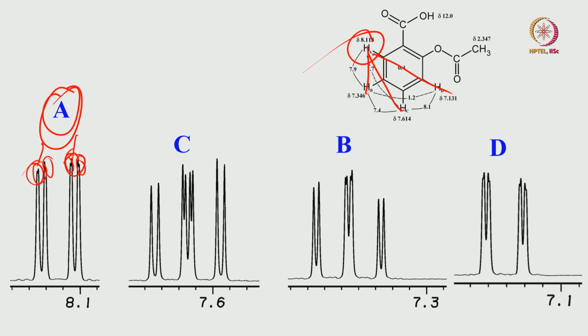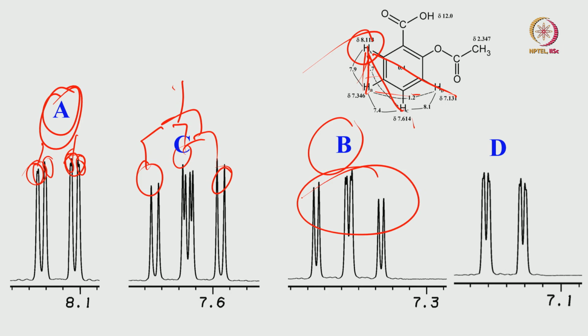Go to proton C now. Proton C experiences 2 ortho couplings, one ortho coupling, another ortho coupling like this, and each line of them becomes a doublet because of meta coupling. Proton B is also like that, 2 ortho and 1 meta, exactly similar pattern, except the resolution is not there. This also gives 8 lines. HB also experiences 2 ortho and 1 meta coupling.